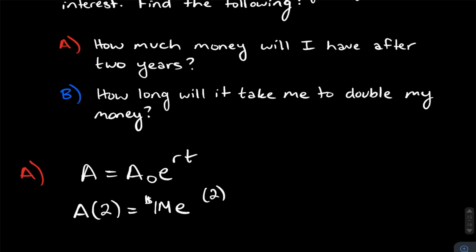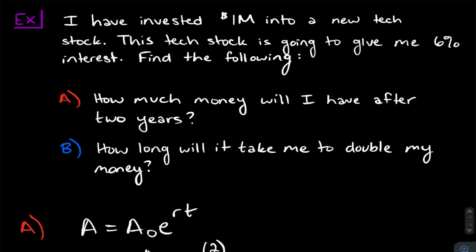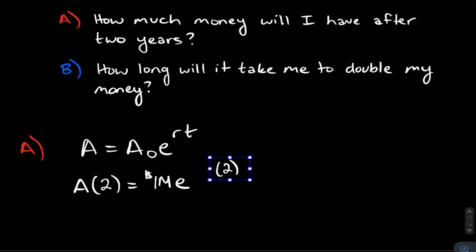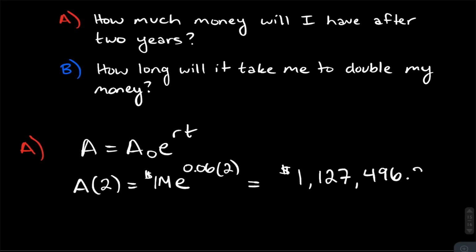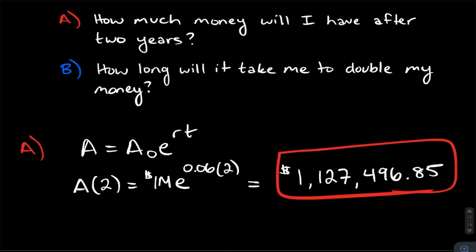And our rate, our interest, we're not going to add 1 to this. All we have to do is convert 6% to a decimal. And when we do that, we get e to the 0.06 times 2. That's all we have to do for this. And when you put that in your calculator, you get $1,127,496.85. This is the amount of money that I will have made after 2 years. And so that right there is the answer to A.